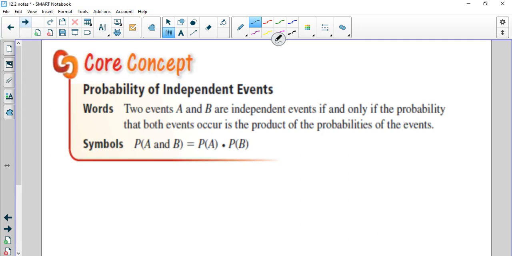All right, probability of independent events. Two events are independent if and only if the probability that both events occur is the product of the probabilities of the events. So if both are going to happen, you find out the probability of one and multiply it by the probability of the other. Basically that makes it harder to occur, but that makes sense because you have the probability of one event happening, you have the probability of the other event happening, but for both to occur at the same time, that should be less likely, and that's what happens when you multiply two decimals.